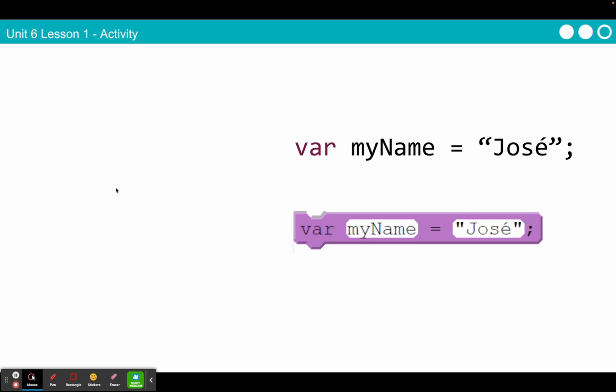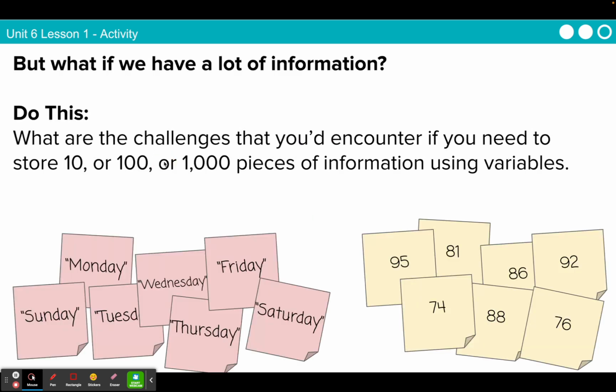Okay, so we've seen this code before where we just have a simple piece of information. Jose has been stored in the variable my name. But what if we have a lot of names to go through? So that's kind of the problem that we have, and this is why we have tables of data. So you know, here's like a list of weekdays. Here's a list of numbers. How would you store these as things now? Maybe in a table?